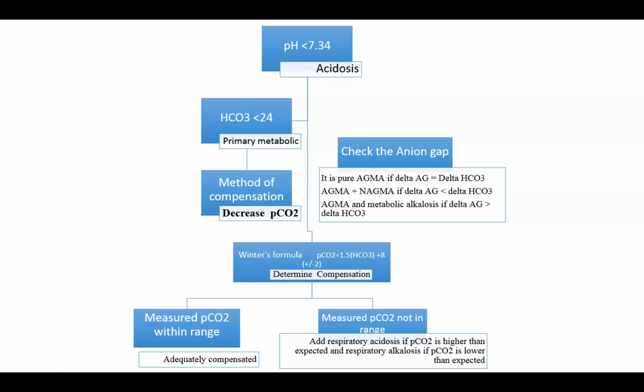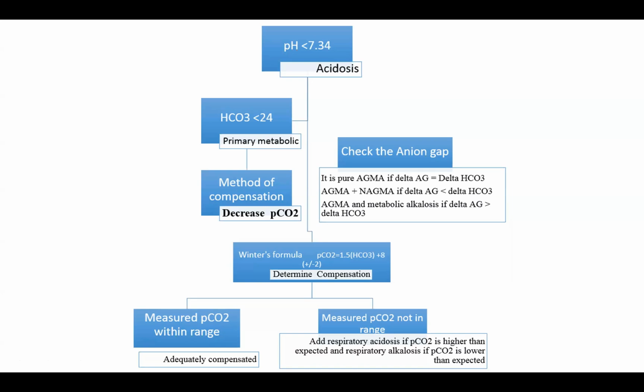So Winter's formula is expected PCO2 equals 1.5 times bicarbonate plus 8, plus or minus 2. And so if the PCO2 is more than expected, that means there is an additional respiratory acidosis. If the PCO2 is less than expected, that means there is an additional respiratory alkalosis.